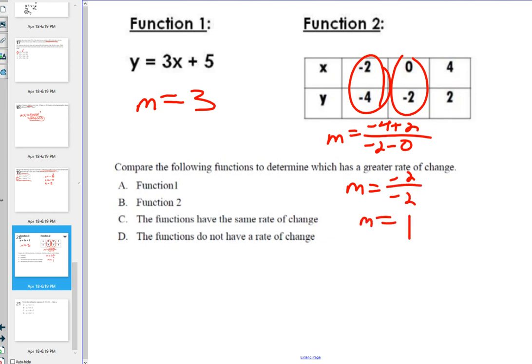Which one has a bigger rate of change? Yeah, function 1a. So the thing is, the x's weren't going up by 1.